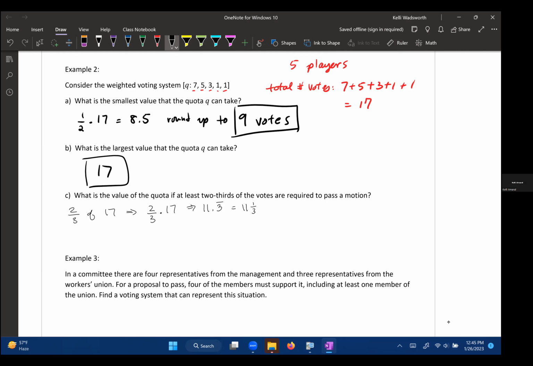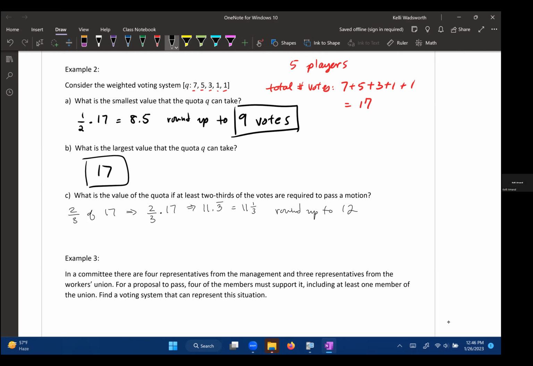So then which quota? Remember, the quota has to be a whole number. We can't put a fraction in there. So which quota? You can't round down to 11 because 11 is not fully 2/3 of 17. So you'd have to round up, right? So in order to get 2/3, at least, you'd have to have 12. So we're going to round up to 12. So does that make sense?